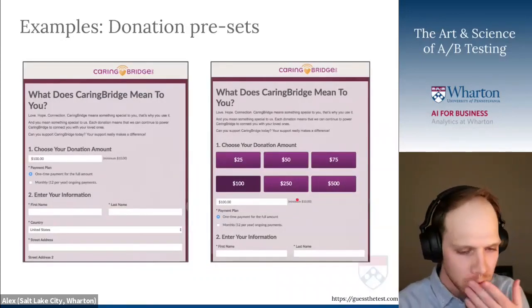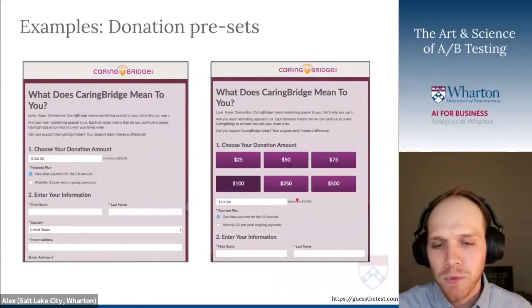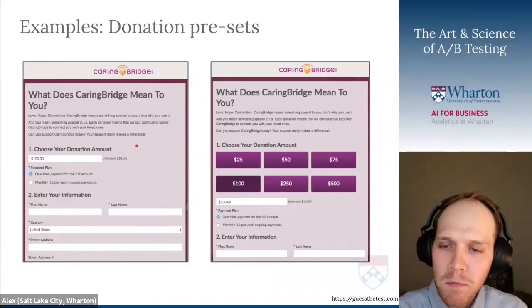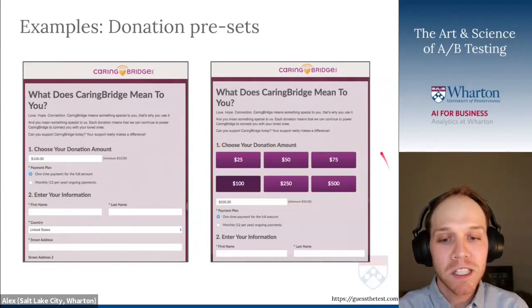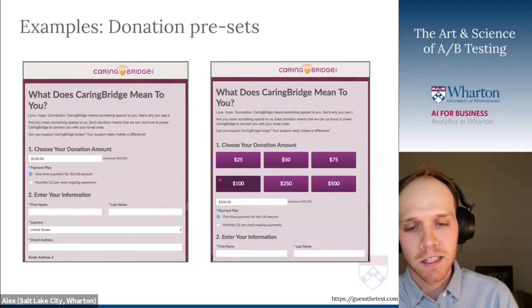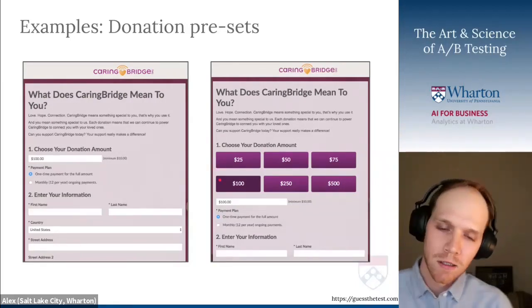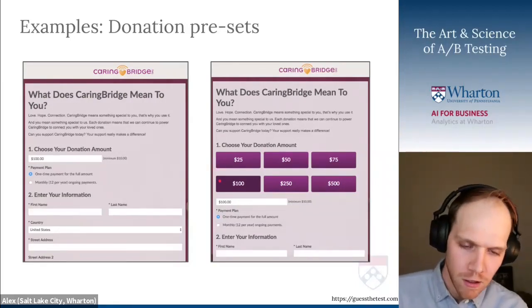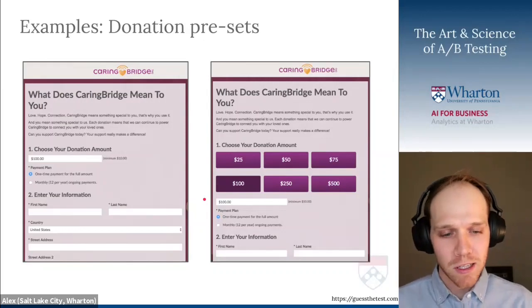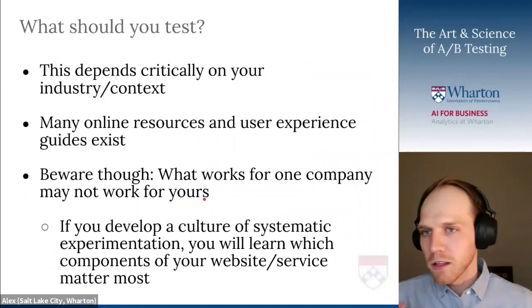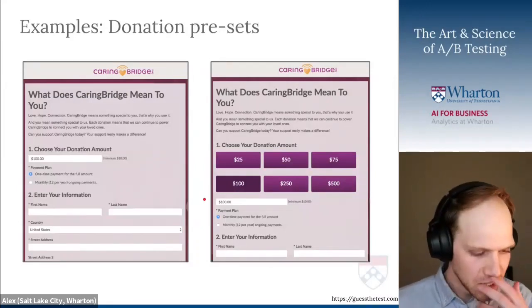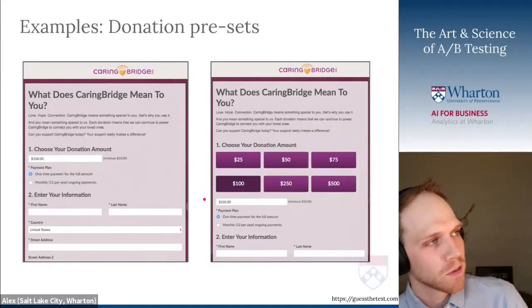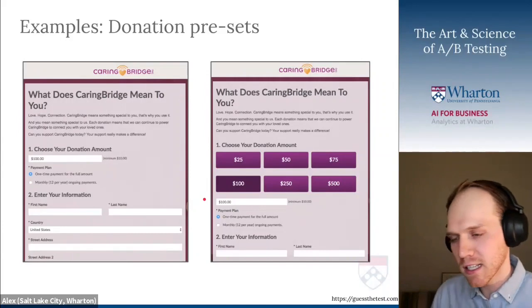Another example from the nonprofit sector would be this form, where the main manipulation being tested is the effect of having these preset donation amounts and seeing whether that increases the amount of donations coming into the charity, right? So the point is not to say that these are stereotypical or these are things that you should be testing. That's not the point I'm trying to make.